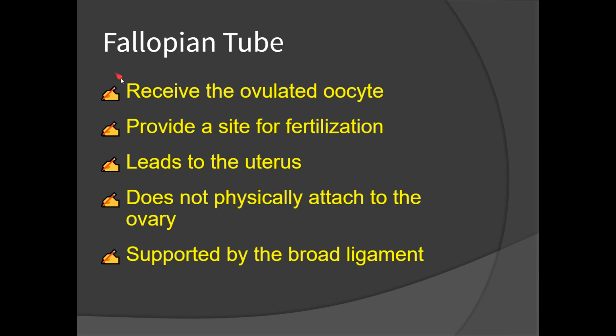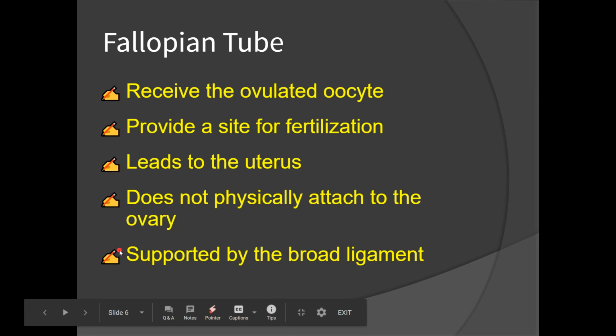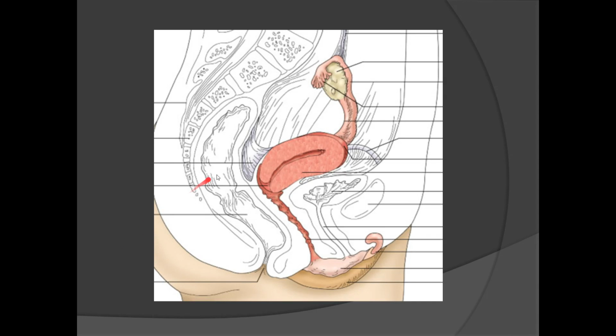The fallopian tube receives the ovulated oocyte or egg, okay, provides a site for fertilization, leads to the uterus, does not physically attach to the ovary, and is supported by something called the broad ligament. Okay, so we have the fallopian tube right here.